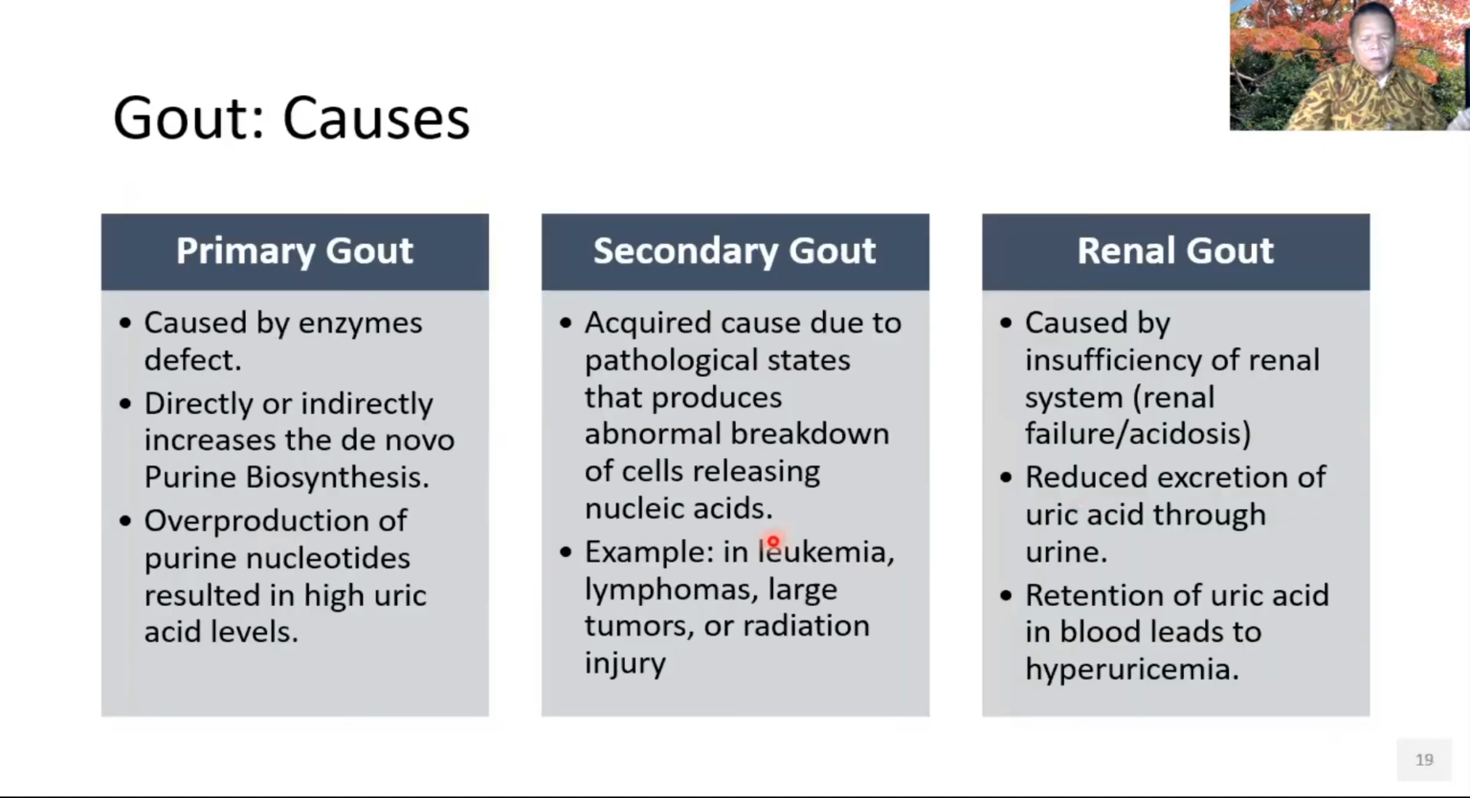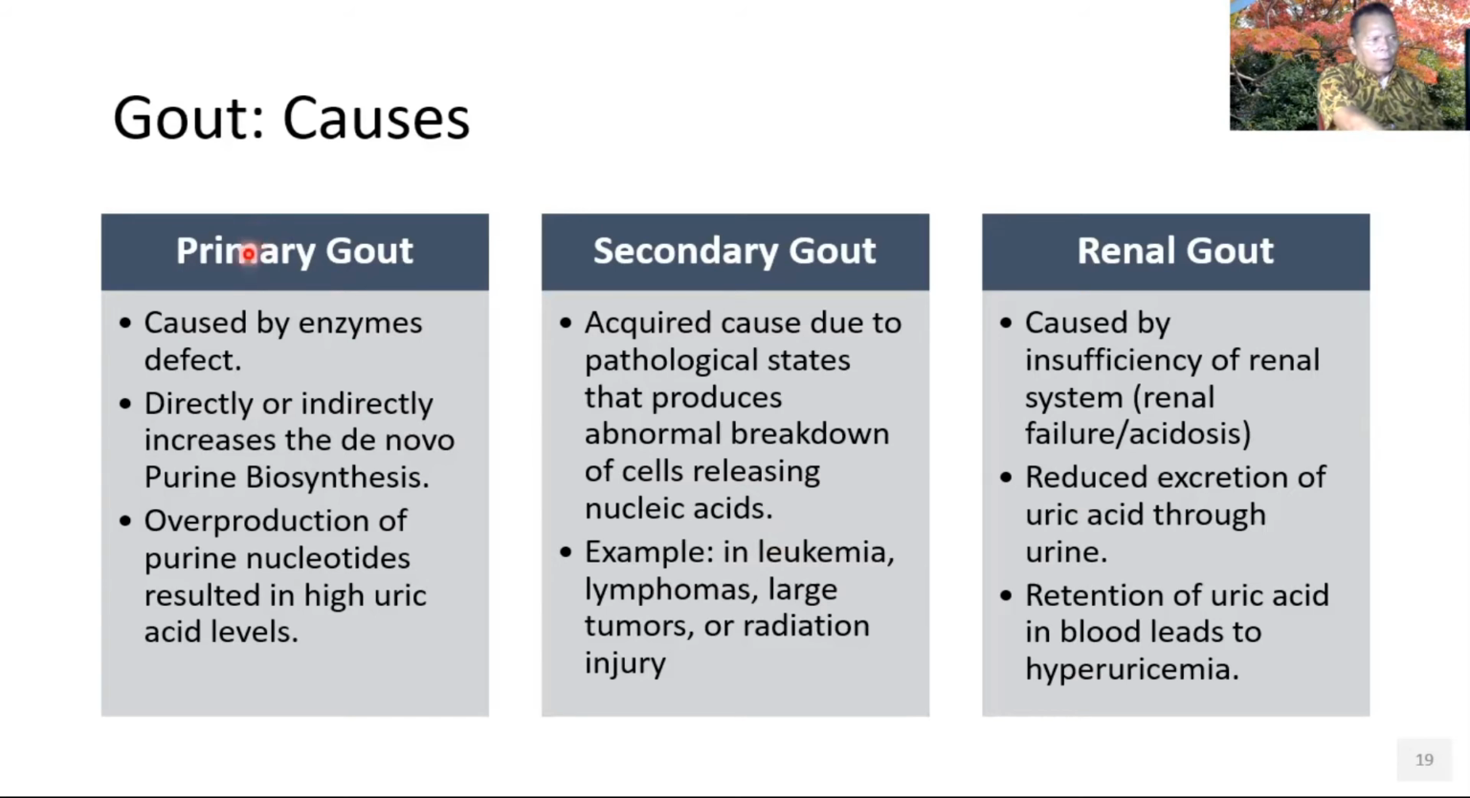Then let's move to gout causes. You can see in this table, there is primary gout, secondary gout, and renal gout. Now let's discuss them one by one. We'll start with primary gout.